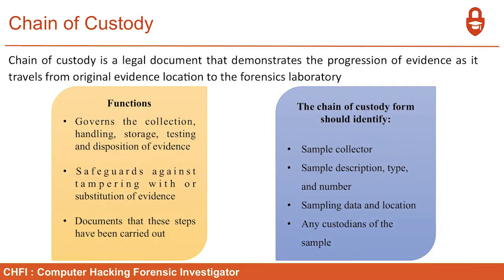So what is chain of custody? As I've discussed earlier also, chain of custody is a legal document that demonstrates the progression of the evidence as it travels from the original evidence location to the forensics laboratory. So whenever you capture evidence from the crime scene and send it to the forensic lab, whatever happens to it and to whom it has been handed over, everything is written in that document.